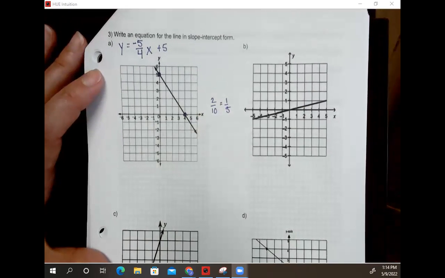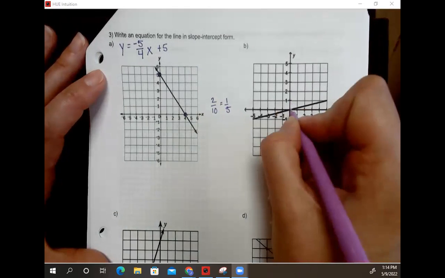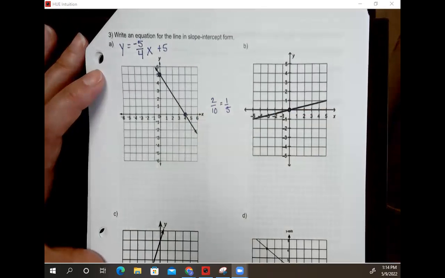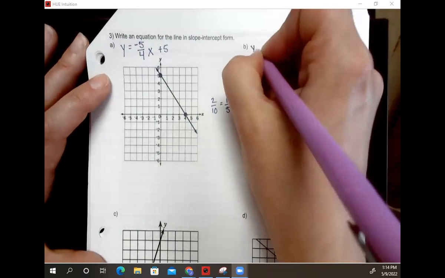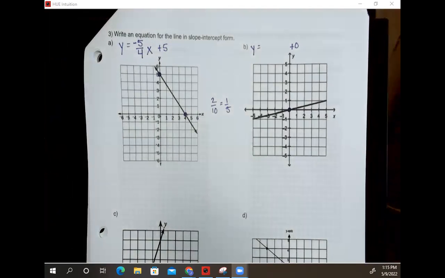For B, I'm going to start the same way. Start by identifying your y-intercept. Our y-intercept this time is at 0, right at the origin. So I'm going to go ahead and put the plus 0 at the end here. But as we saw in a couple of our earlier examples, if your y-intercept is 0, you don't have to write it. I'm going to because I like to see it there to remind myself I found it already.